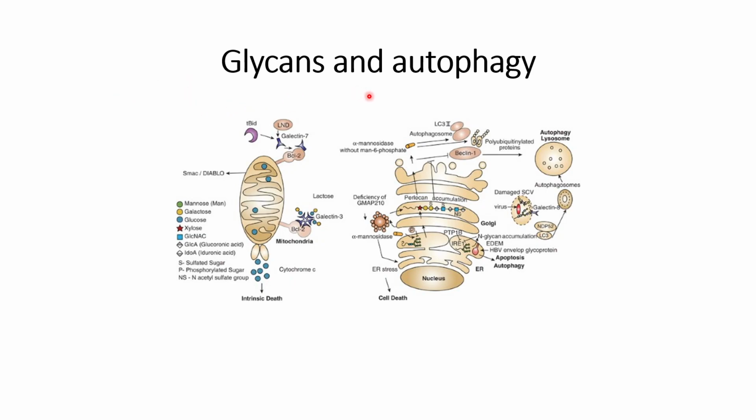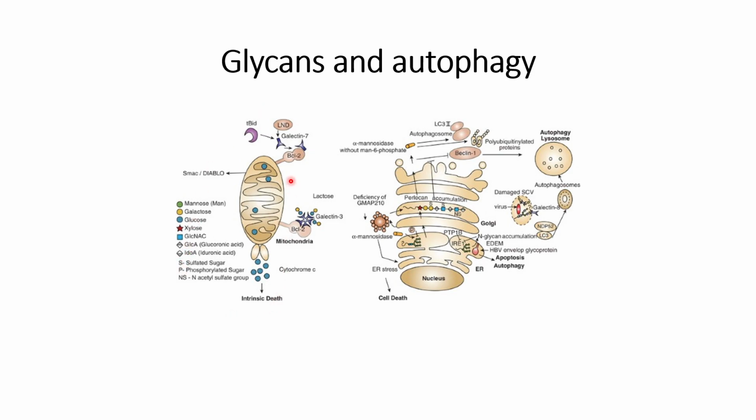In this video we will discuss glycans and their relationship with autophagy. We will cover two different parts. First, how these glycans can trigger intrinsic cell death, and at the same time how these glycans can help in the autophagy of viruses. So we will start with glycans and the intrinsic cell death relationship.